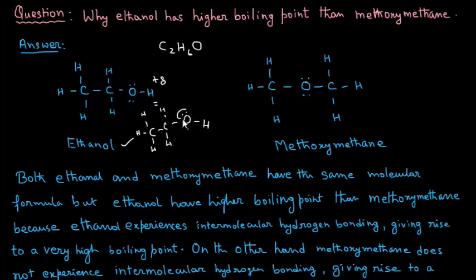So here this lone pair of electrons can interact and will develop a minus delta charge, and this bond is called a hydrogen bond. So ethanol has hydrogen bonds, so intermolecular attraction is more in ethanol, and so the boiling point of ethanol is more.